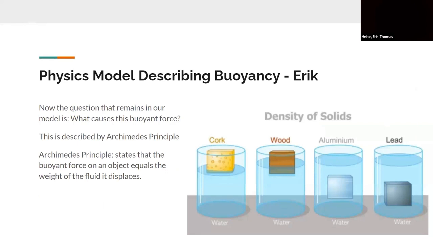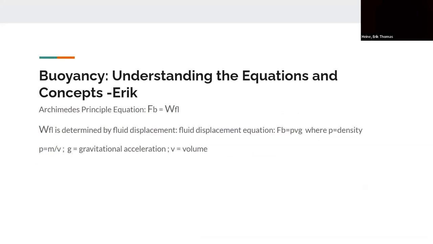So now we know the effect of buoyant force, but the question remains, what causes this buoyant force? This is described by the Archimedes principle, which states that buoyant force acting on an object is equal to the weight of the fluid it displaces. Now let's examine an equation describing this principle. We start with the buoyant force equal to the weight of fluid displaced.